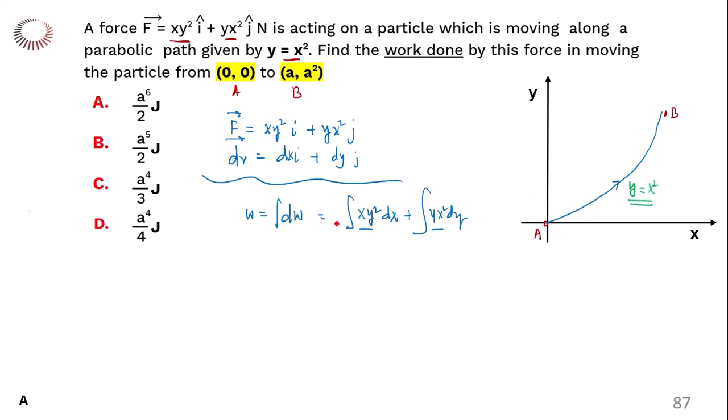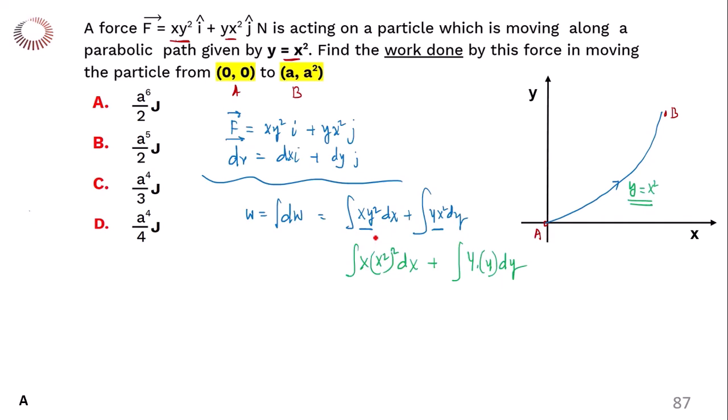So if y equals x square is given, that means for this situation, this integration can be written as x into y square, means x square whole square, into dx, plus the second integration has to be changed. y is equal to x square. So I write y into x square, and another y into dy, because there are two equations. One has to be integrated with respect to x, another has to be integrated with respect to y.